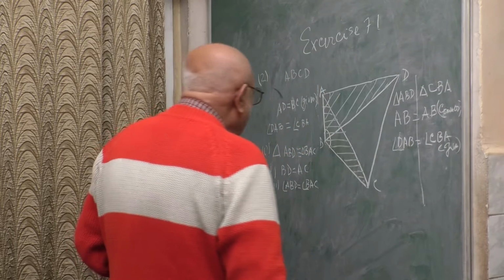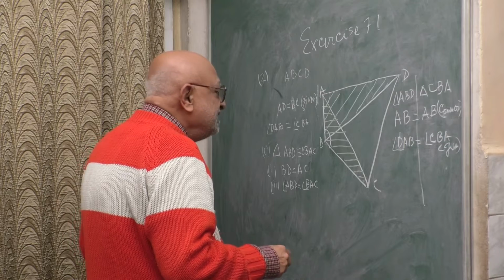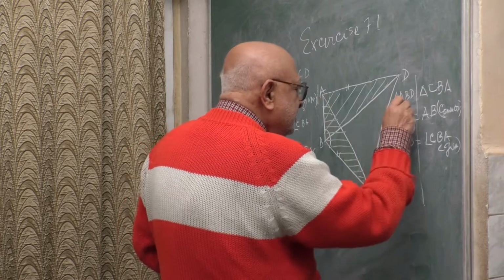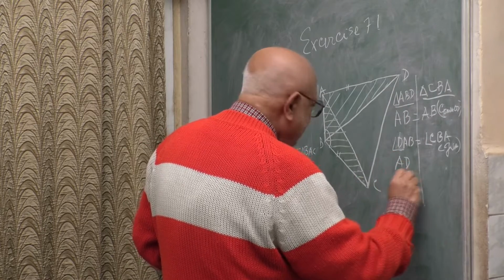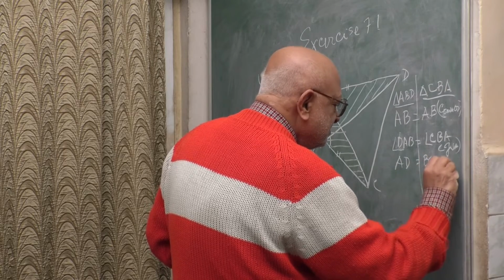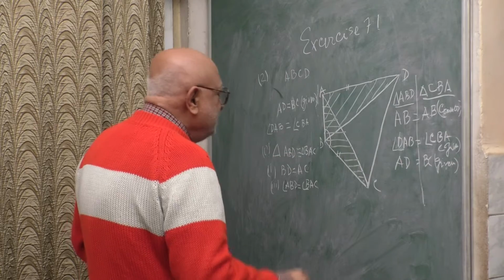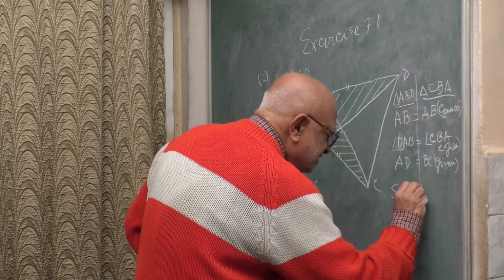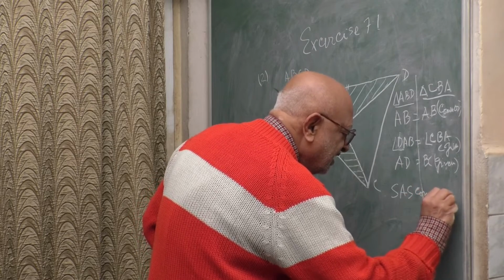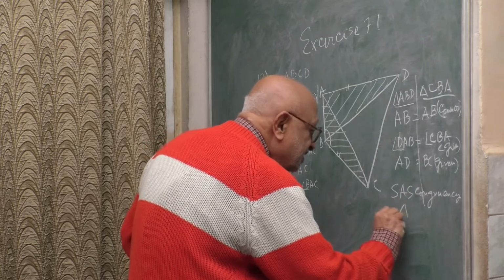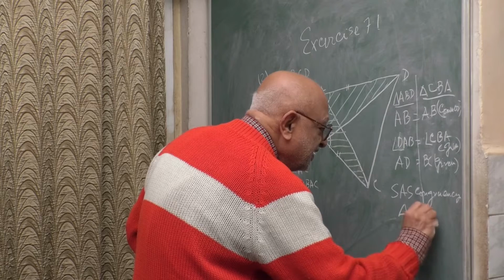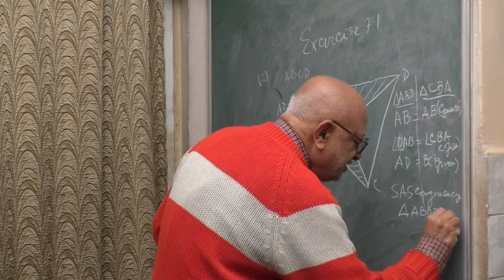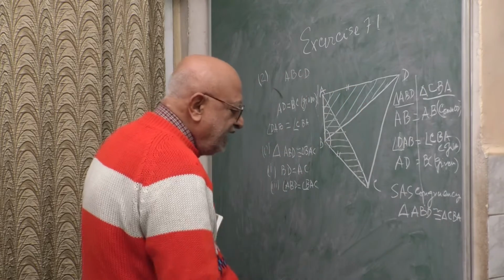What else is given? AD is equal to BC. AD, that means this side, is equal to this side. AD forms on this triangle. AD is equal to BC. This is given. Okay, so what is it? It becomes side-angle-angle, AAS congruency. So I can write triangle ABD is congruent to triangle CBA. Okay, so one is proved.